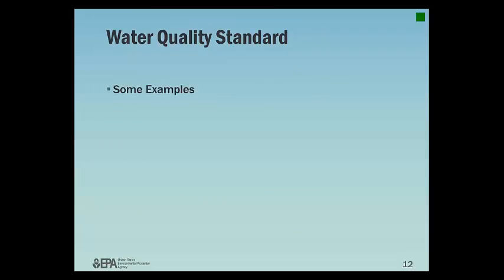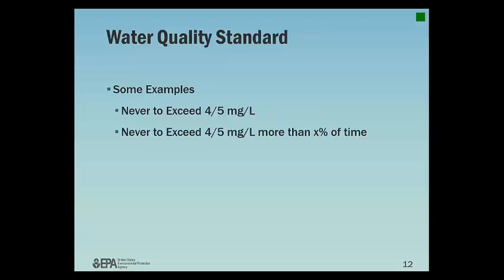All right, let's look at some of the more prevalent dissolved oxygen water quality standards used in the United States. The most widely used one is a never to exceed value. In other words, DO will never be less than 4 or 5 milligrams per liter. Or a little bit more of a hybrid onto that one is never to exceed those values more than X% of the time. So typically it's like you can exceed it but no more than 10% of the time.